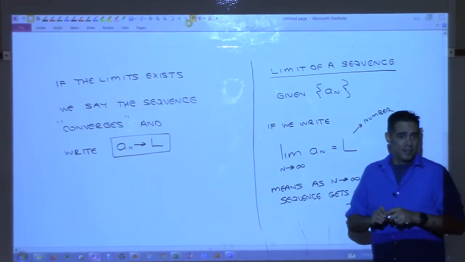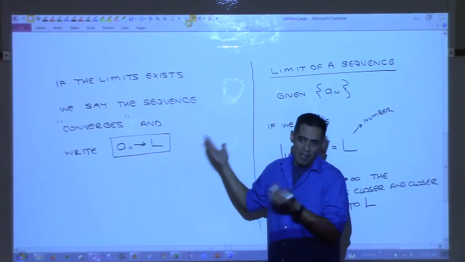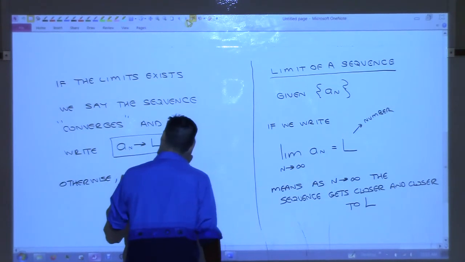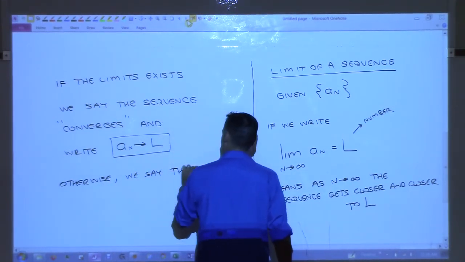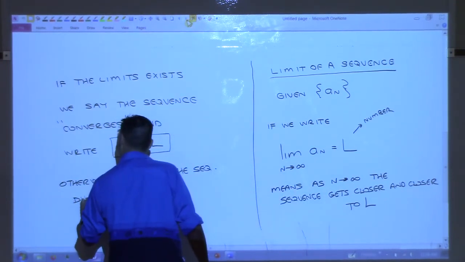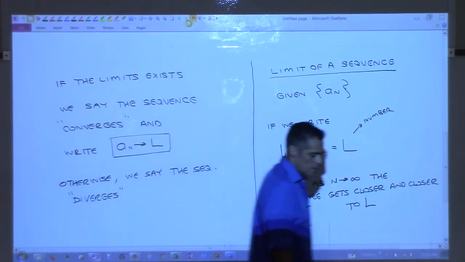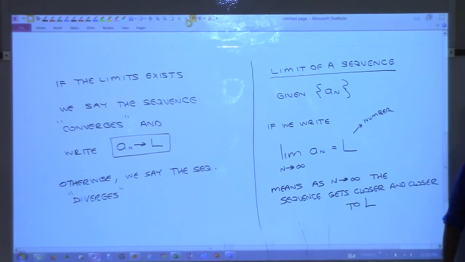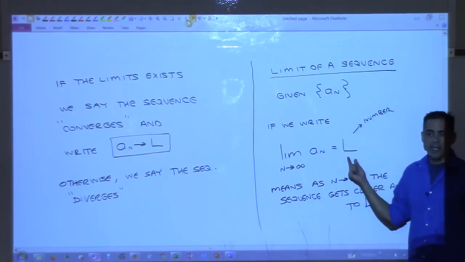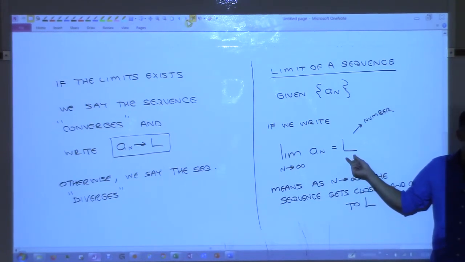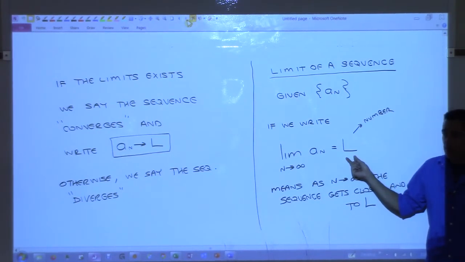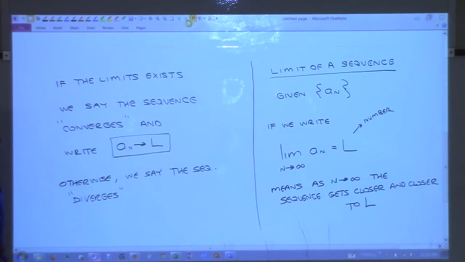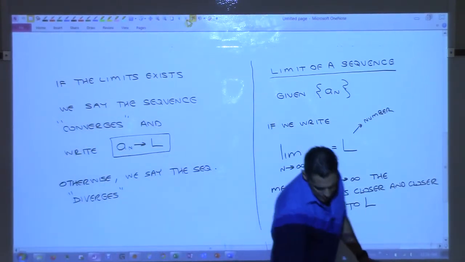Now, if the limit doesn't exist, what do you think we're going to say? It diverges, all right? Now I'm just going to put otherwise we say the sequence diverges. So in order to say a sequence converges, the limit must exist and go to a number. If that doesn't happen, the sequence diverges. All right? So what if the limit is infinity? It diverges because infinity is not a number. All right? So because of that, any sequence that heads to infinity or negative infinity is a divergent sequence. With me? All right.